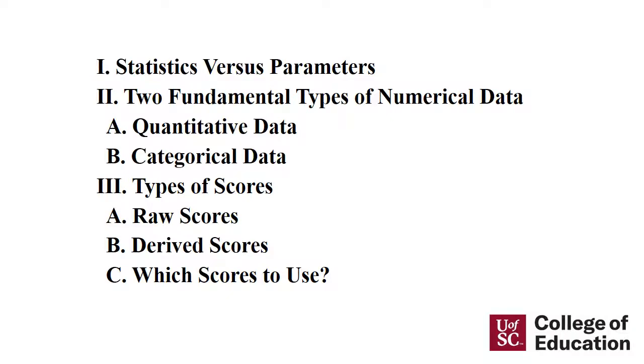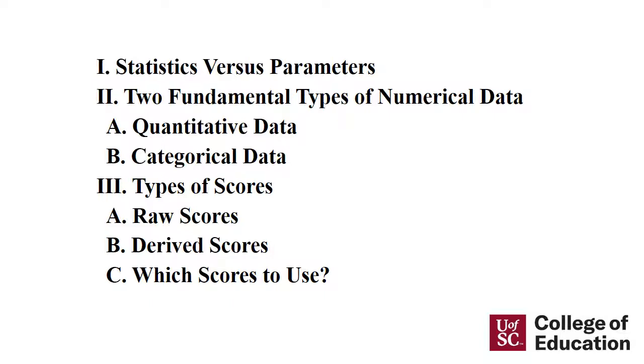1. Statistics versus parameters. A parameter is a characteristic of a population. It is a numerical or graphic way to summarize data obtained from the population. A statistic, on the other hand, is a characteristic of a sample. It is a numerical or graphic way to summarize data obtained from a sample.